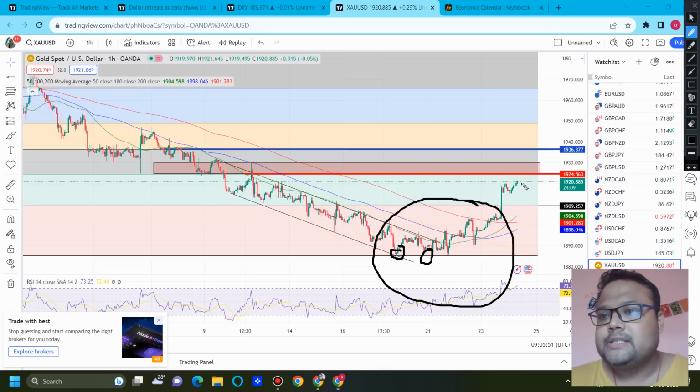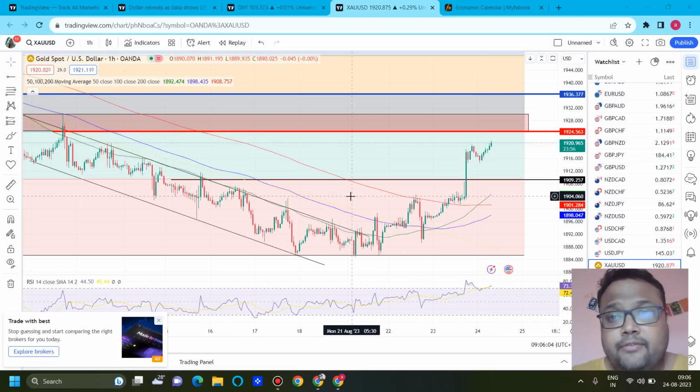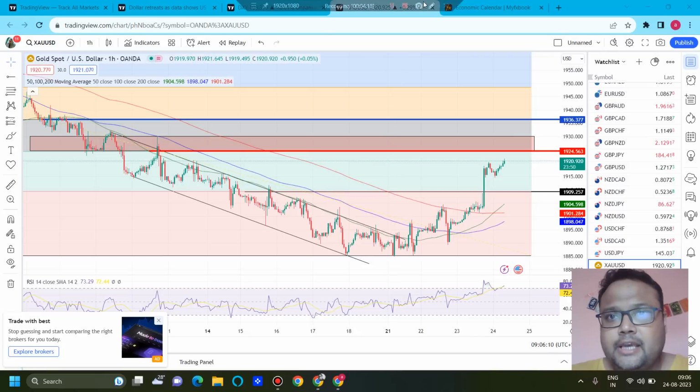We can see gold is standing at 1920 right now. So the market sentiment is changing, and as a result we also need to change our trading style according to the market situation because flexibility is very important. But the two important resistance levels on the chart of gold are still the same here.